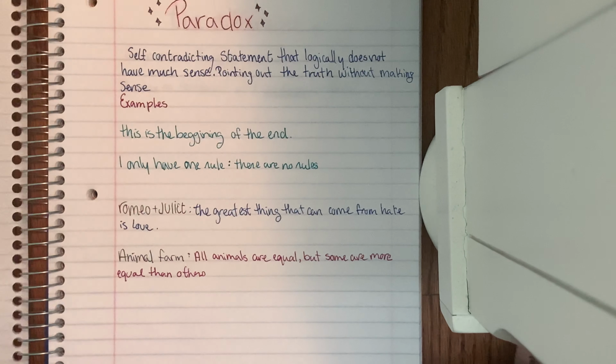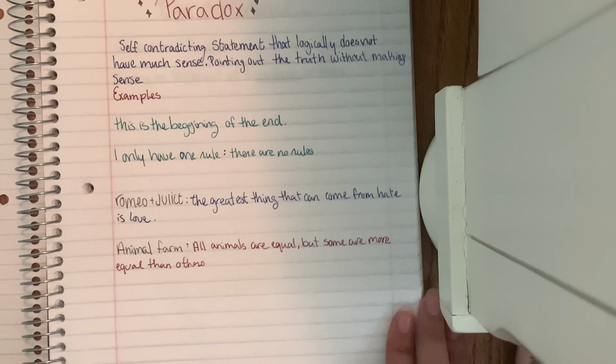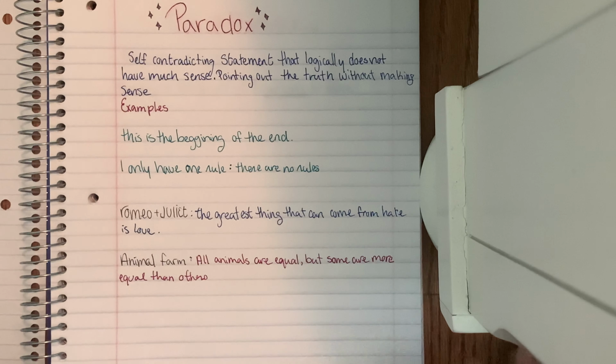On to paradox. Paradox, much like oxymoron, is self-contradicting, but this is a statement that logically doesn't have much sense. It points out the truth without making any sense. The examples I have here are: this is the beginning of the end, and I only have one rule: there are no rules. This is the beginning of the end. Beginning and end are like two opposites of a story. But the beginning of the end kind of makes sense, but it really doesn't.